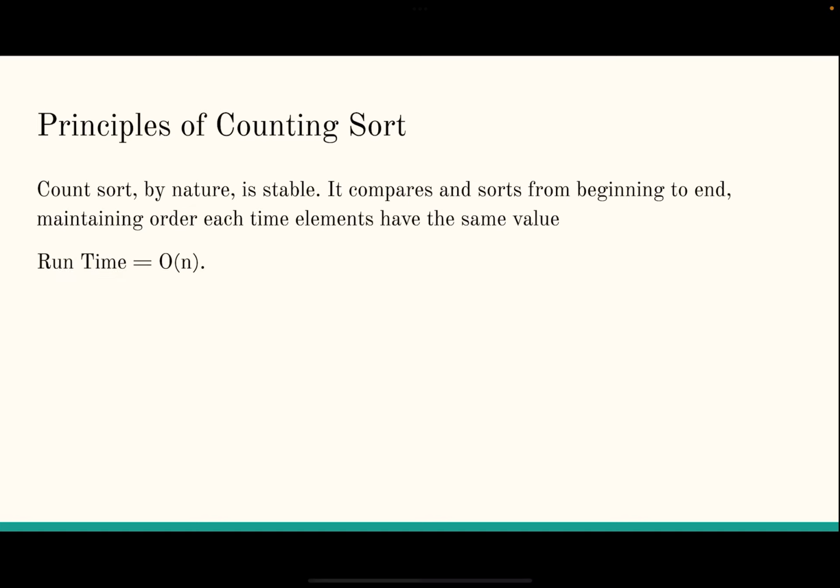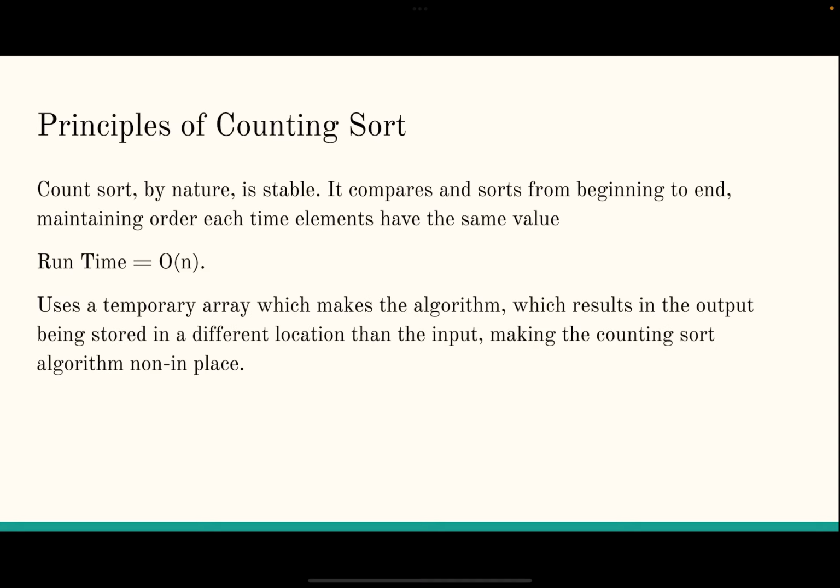The runtime is O of n. This qualifies for the best case, the worst case, and the average case. Counting sort uses a temporary array, which makes the algorithm by definition a non-in-place algorithm. This is because the results in the output are being stored in a different location than the input.